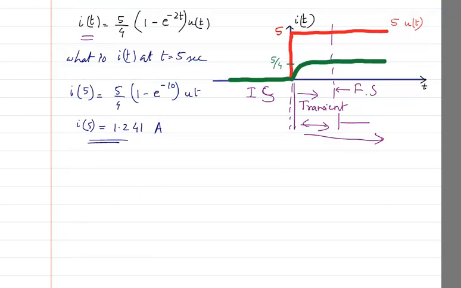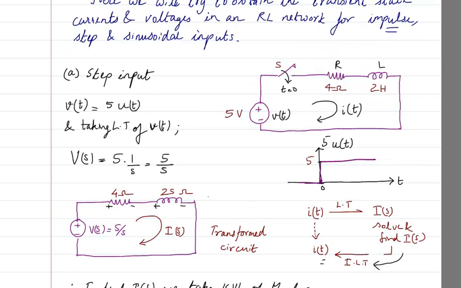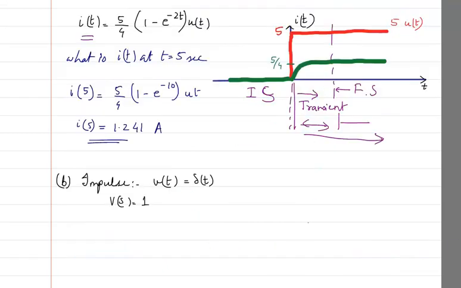So the second one is impulse. In the case of impulse, V of t is equal to delta t. Therefore, V of s is going to be equal to the Laplace of that, which is 1. The same circuit we will have. I am not going to change the circuit here. It is the same circuit, but instead of V of s being 5 by s, it is going to be 1. So I will redraw the circuit and I will just write this as plus minus V of s equal to 1.